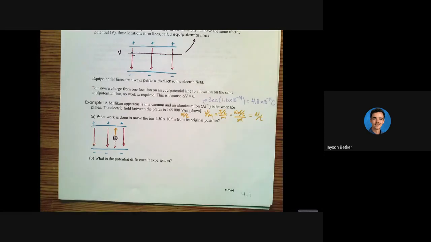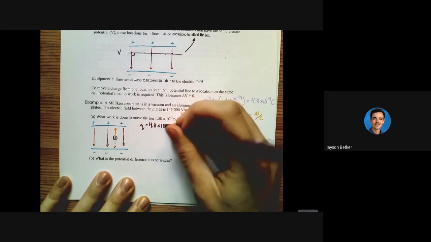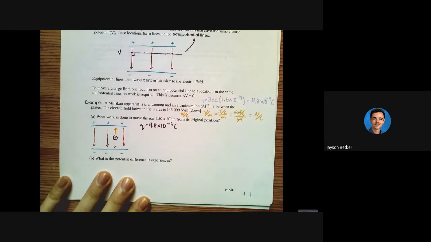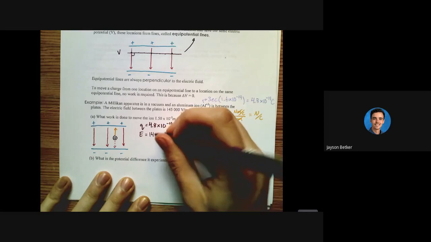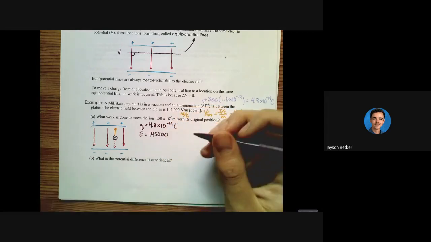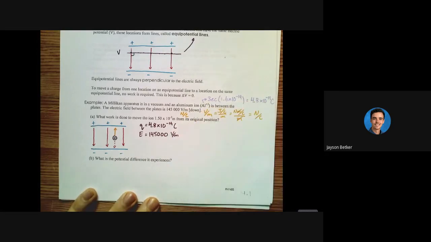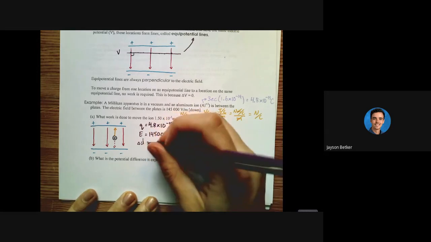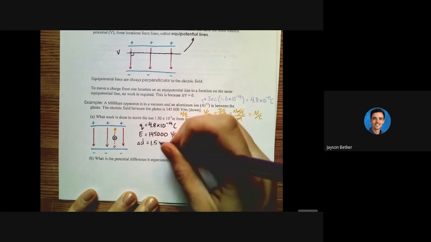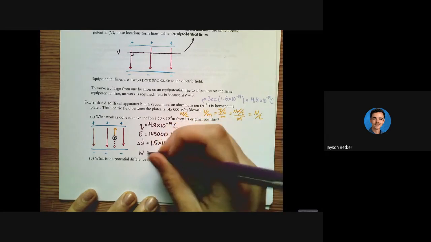So let's write down all the information that we have. We have its charge. It's 4.8 times 10 to the negative 19 coulombs. We have the electric field, E is equal to 145,000. Let's just write it down as volts per meter still, because that's just what they gave it to us in. We have displacement, which is 1.5 times 10 to the negative 3 meters. And we are trying to find what work is done.